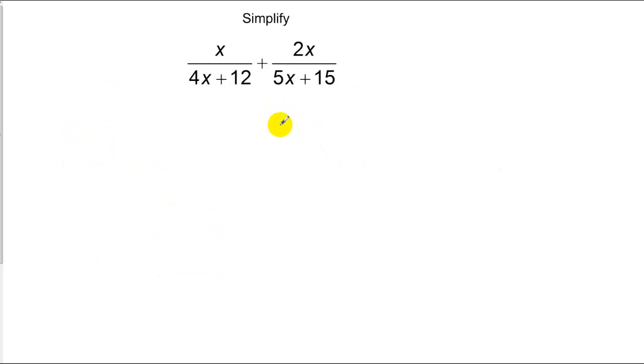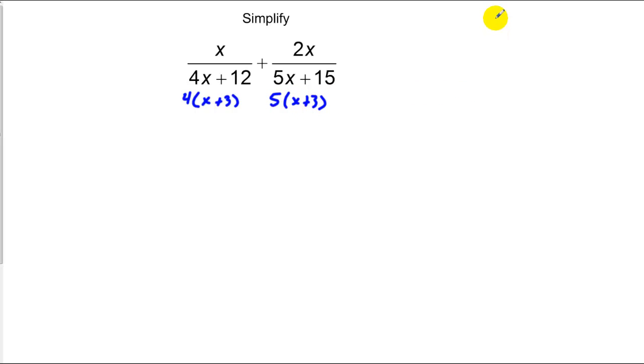So now, this case is a little bit different because you'll notice each binomial term in the denominator has a GCF. So what I'll need to do is I'll need to factor those out. And in this case, I have a 4 and x plus 3. And in this case, I have a 5 and an x plus 3.